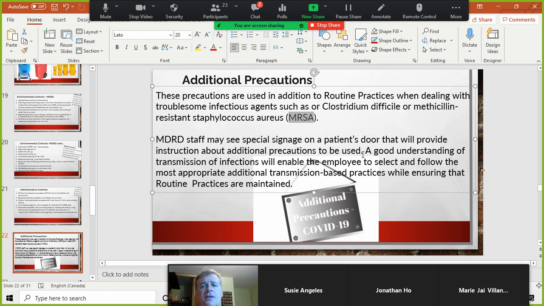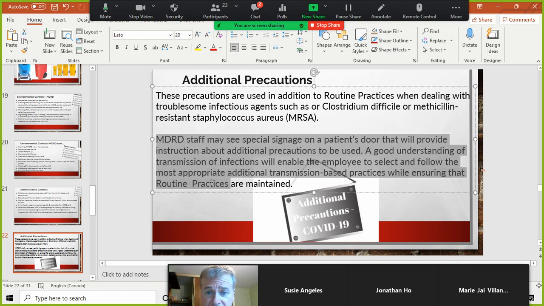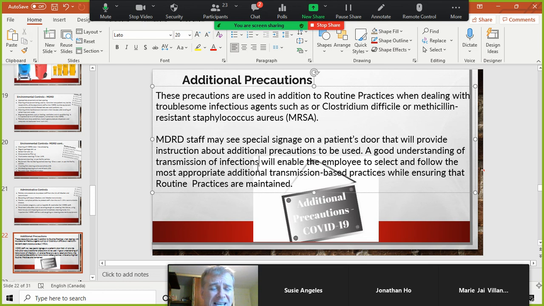A good understanding of transmission of infection will enable the employee to select and follow the most appropriate additional transmission-based practices while ensuring that routine practices are maintained. And I apologize for the wordiness. I put this in here on purpose just to show you how policy wording can't leave any disparaging ideas about what it means. Policy wording has got to be long and dragged out and boring. I'm not going to read it again because I don't want you guys to fall asleep, but if you decide to read that again, you'll see how specific it is.